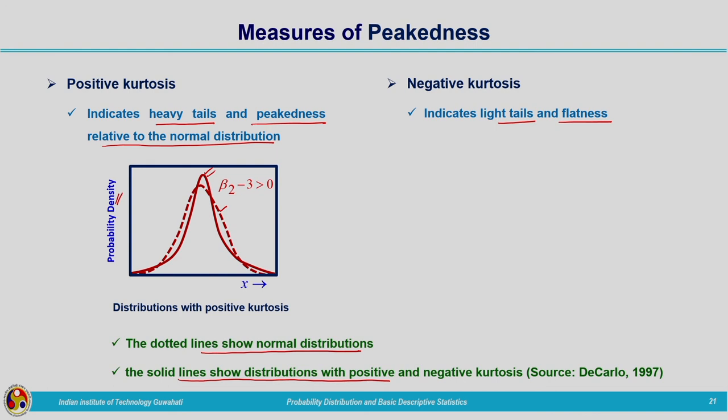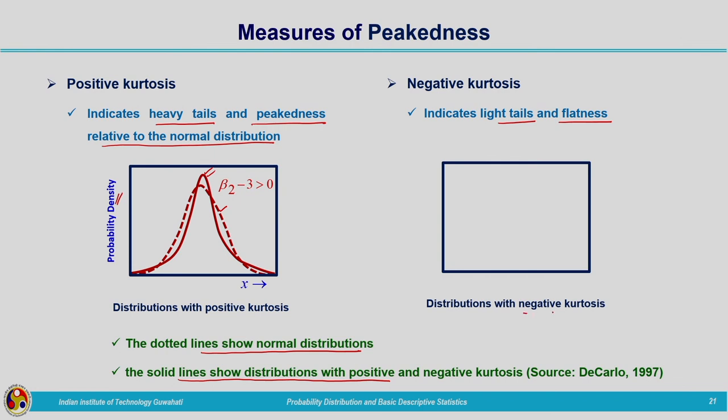Now, coming to the negative kurtosis value, when we plot the distribution with negative kurtosis, along the x-axis the specified values for the random variable, and along the y-axis we are having the probability density. And when we plot from this curve itself, it is clear to you that the peak will be flat, it will be lower than that of the normal distribution. So that can be plotted like this. This dotted line is representing the normal distribution, and the solid line is representing the distribution having negative kurtosis. In that case, beta 2 minus 3 is less than 0. 3 is the kurtosis value corresponding to normal distribution.